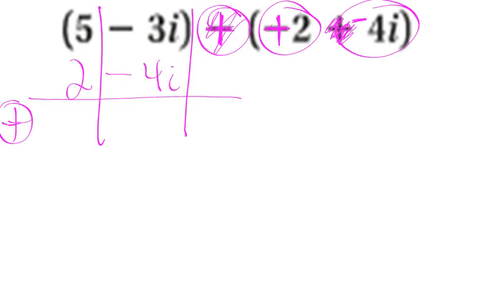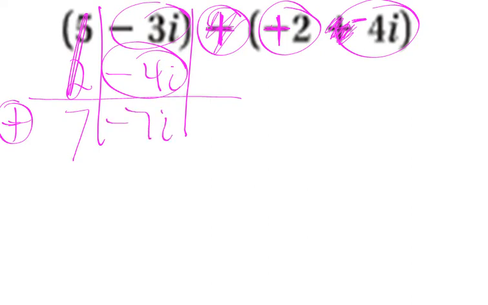Okay, so now just add them. So 5 plus 2 is 7, and -3i minus 4i is -7i. So that's our answer, 7 minus 7i.